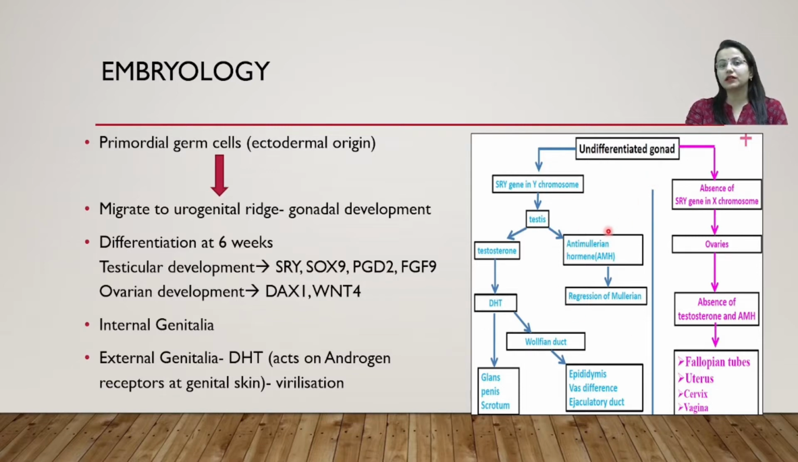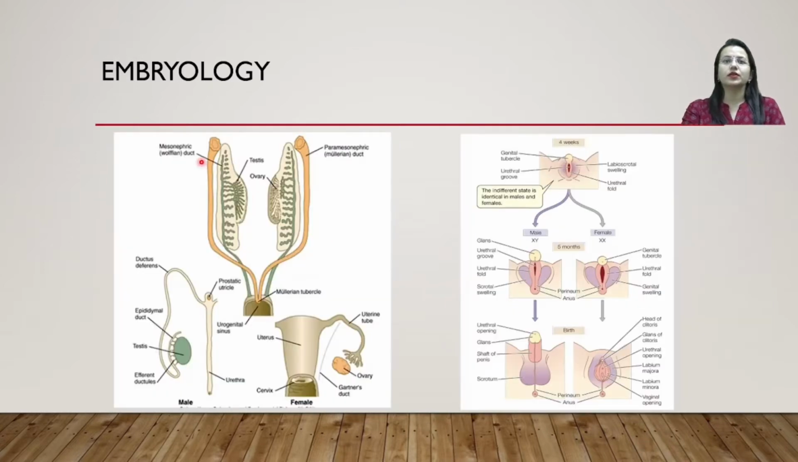While if this pathway is not followed, then the ovaries are developed, and in the absence of testosterone and anti-Mullerian hormone, the Mullerian structures develop. That is the fallopian tubes, uterus, cervix, and upper one third of the vagina. Now you can see over here the primordial germ cell which later differentiates into testes or ovaries. There are the Wolffian duct and the Mullerian duct, and these later lead to development of the male internal organs and female internal organs respectively.